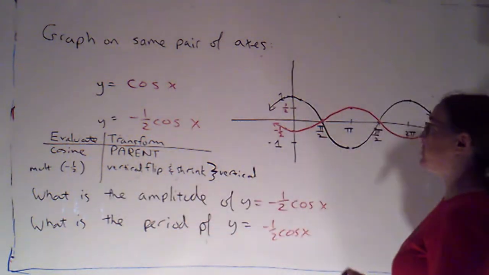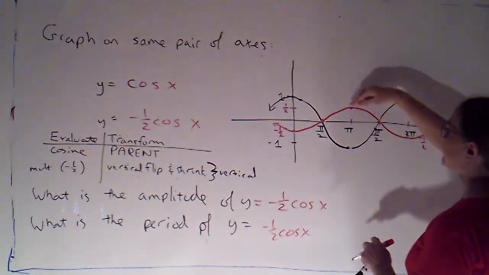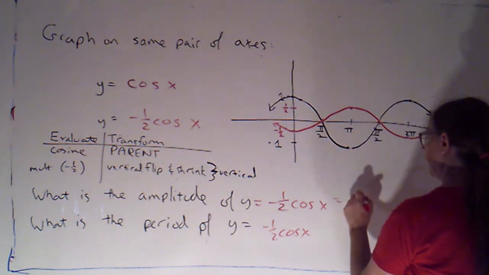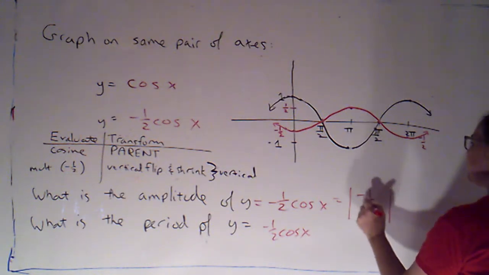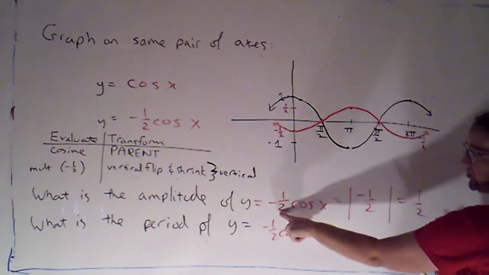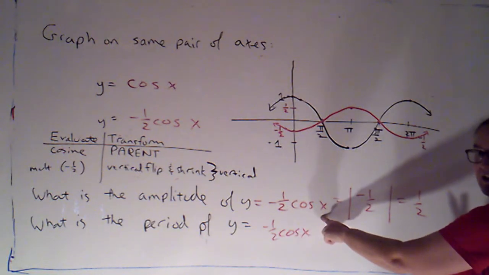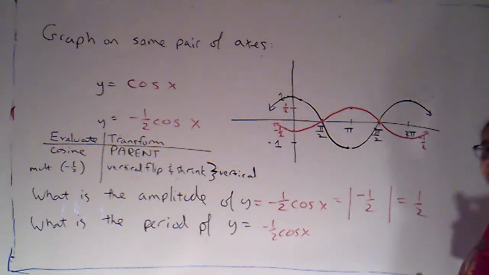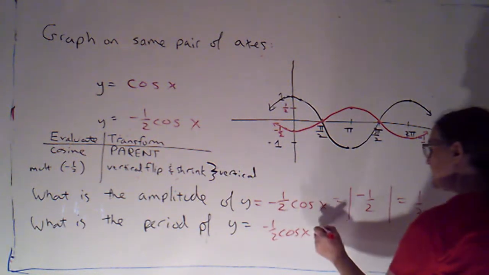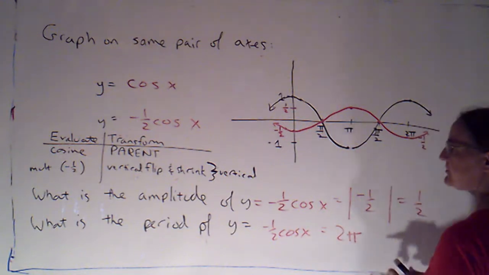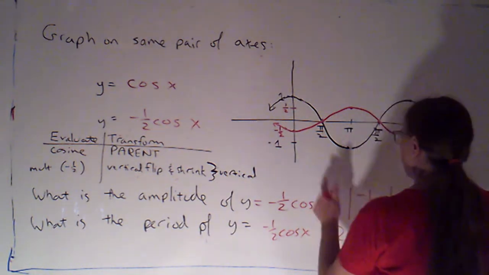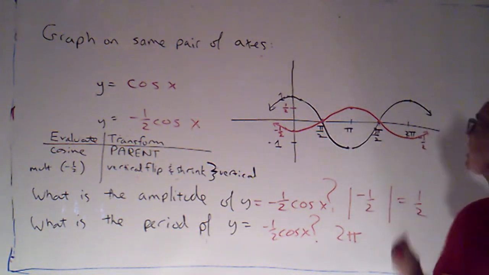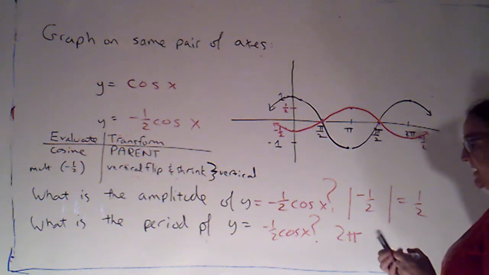That's going to be important. What's the amplitude? It's the vertical distance between a high point and a midpoint. That's 1/2. Notice that's the absolute value of the number that I was multiplying by. Okay. So it's not just the number that I'm multiplying by, it's the absolute value. And what's the period? Well, the period is still 2 pi. Okay. That didn't change because this was a vertical transformation.